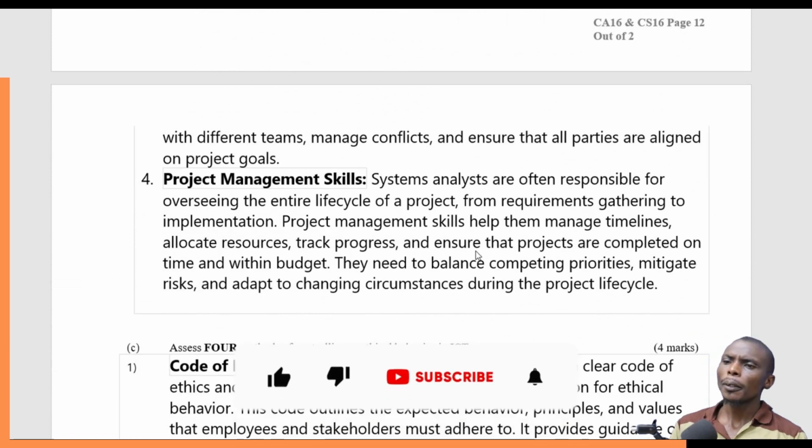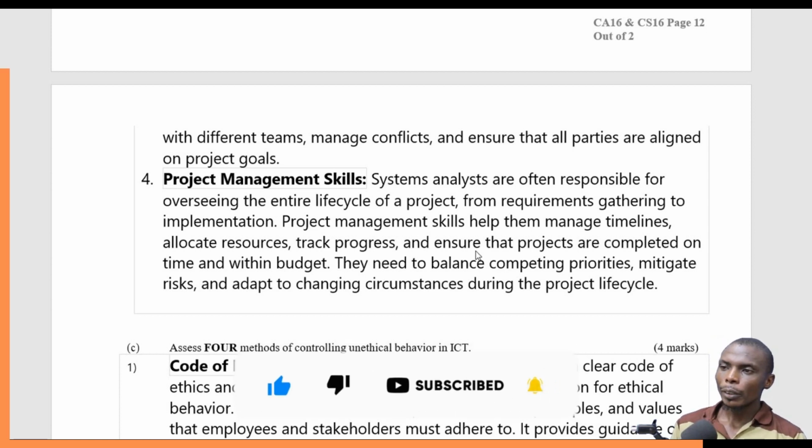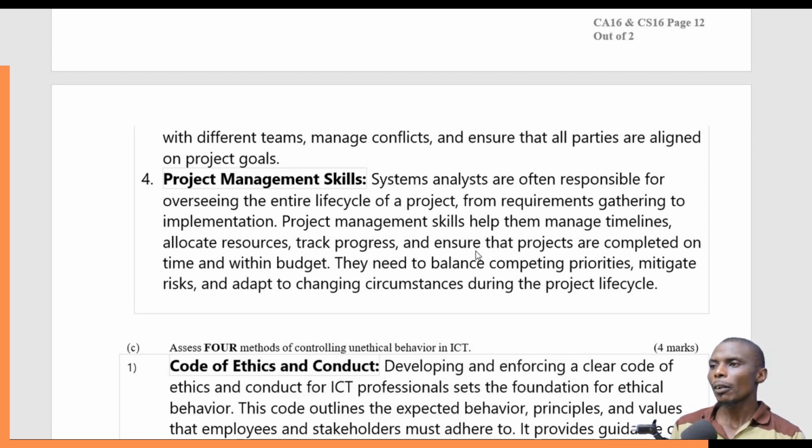Then they also need to have project management skills. Remember, system analysts are often responsible for overseeing the entire life cycle of the project. So this skill will help them to manage timelines, allocate resources, track progress, and ensure that projects are completed on time and within the budget. So they must have project management skills.